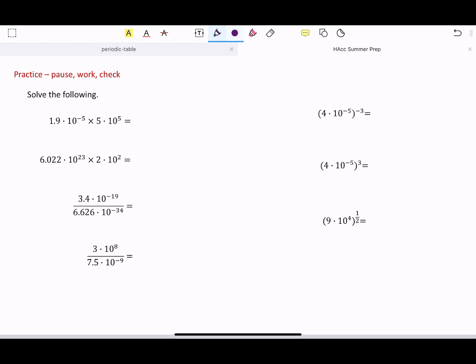First one says 1.9 times 10 to the negative fifth times 5 times 10 to the fifth. So again, we multiply these parts out front. So 1.9 times 5 is going to give me 9.5 times 10 to the, and I'm going to take these and add them, which gives me 0. So really, that just means 9.5.